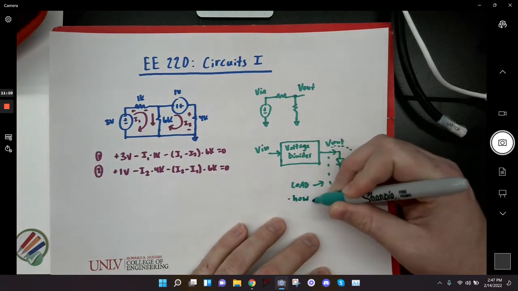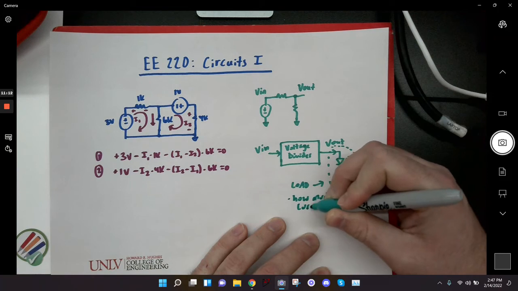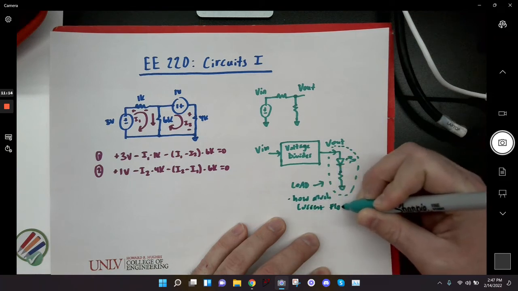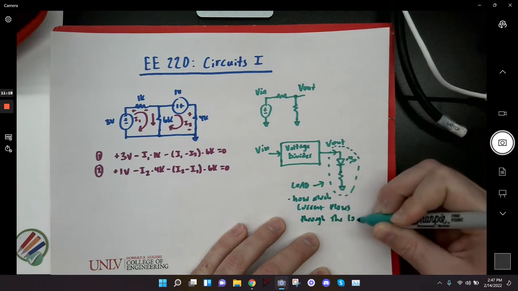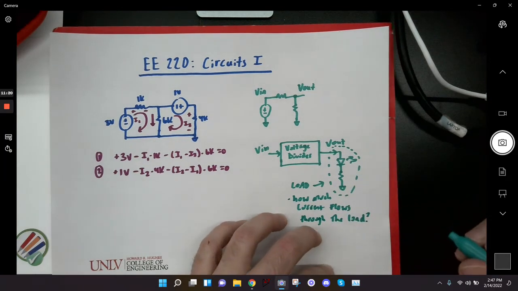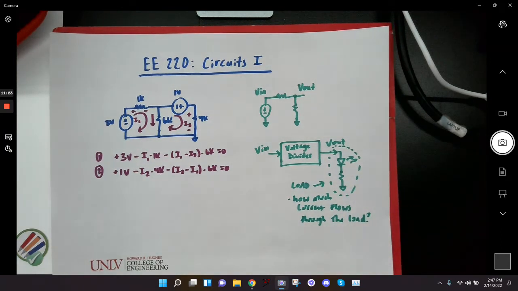We basically care about how much current flows through the load. So a lower resistance is a higher load. Exactly. A higher resistance, like a really large resistor, would be a very small load because not a lot of current is going to flow through it.